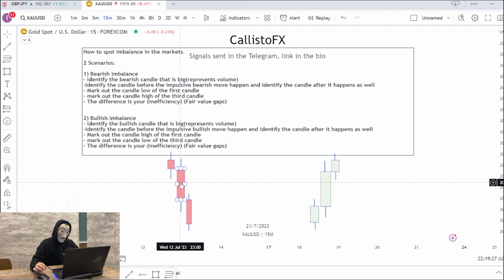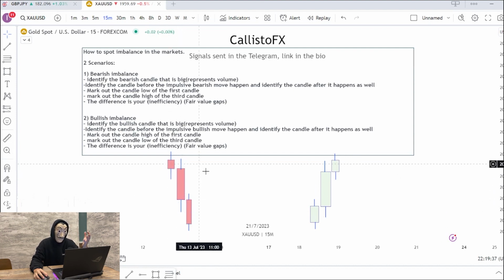Next, identify the candle before and after that bearish volume candle. These are candles 1 and 2. Once you have identified these two, the next thing you need to do is mark out the low of the first candle. In the bearish example, you mark out the low of the first candle like this. Then mark out the high of the candle after it.